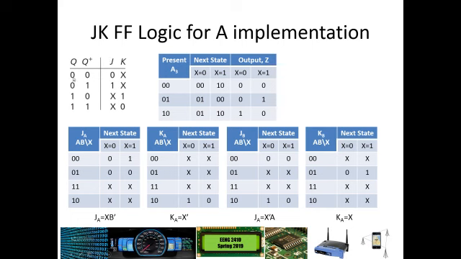So if you're currently at a 0 and you're staying at a 0, for J you need to put in a 0, for K that becomes a don't care. If you're currently at a 0 and the next value goes to a 1, then you need a 1 for J and you don't care what K is. If you're currently a 1 and you go to 0, you don't care what J is, but K has to be 1. And then if you're a 1 staying at a 1, you don't care what J is, but K has to be 0.